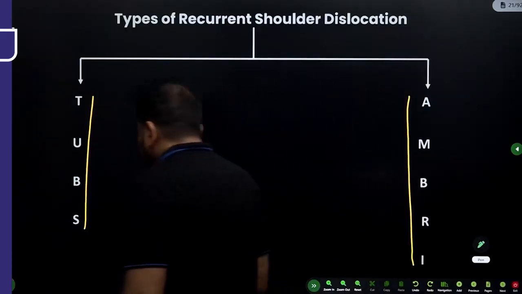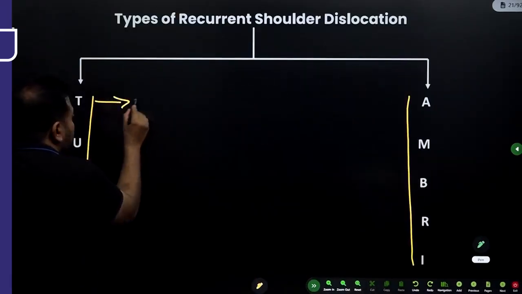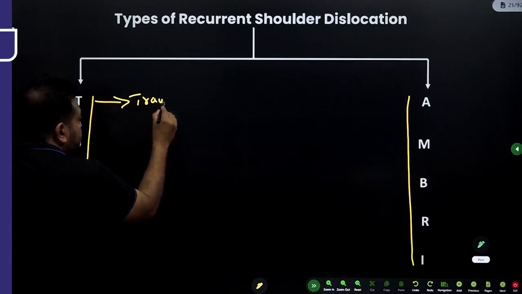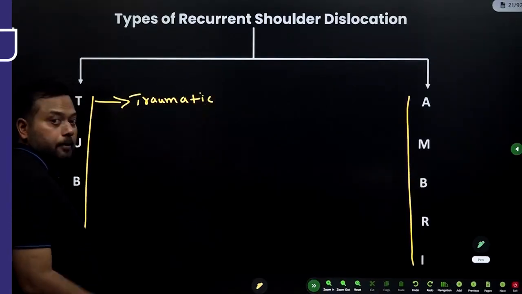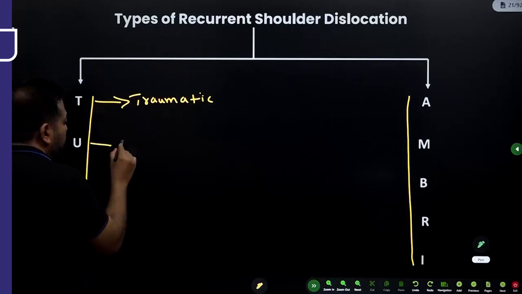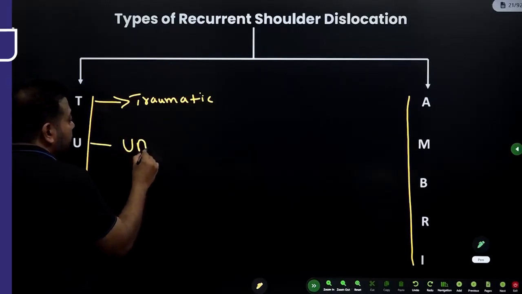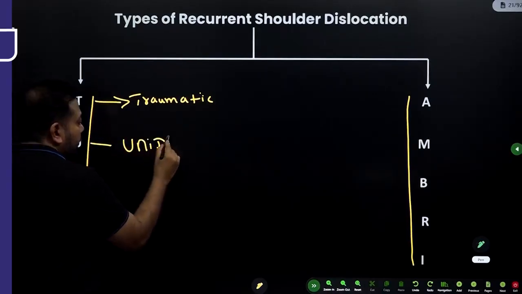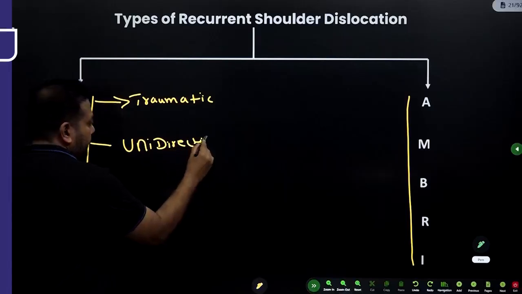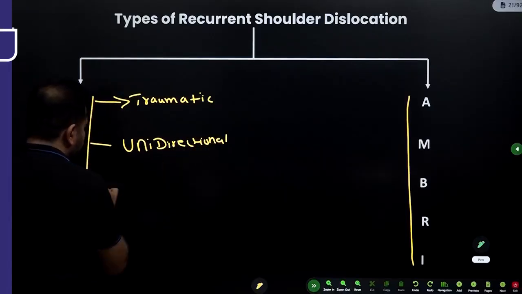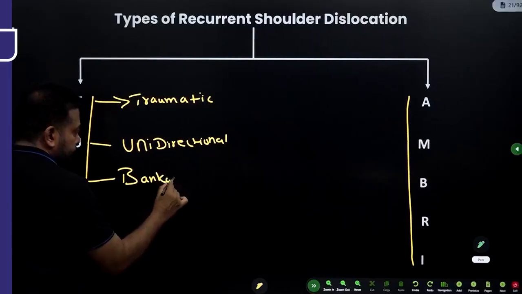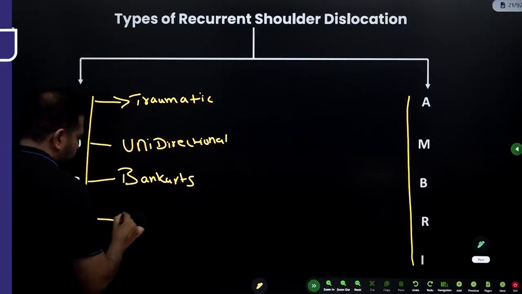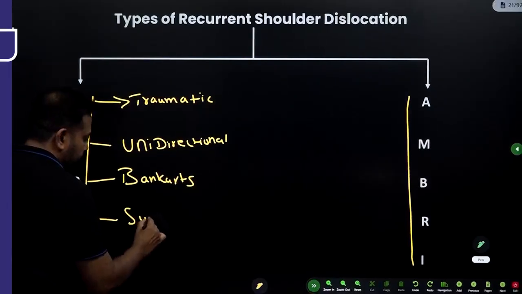What do you mean by TUBS type? The cause is traumatic. U stands for unilateral, unidirectional. I will explain. Unidirectional. B stands for Bankart's lesion. S stands for surgery.